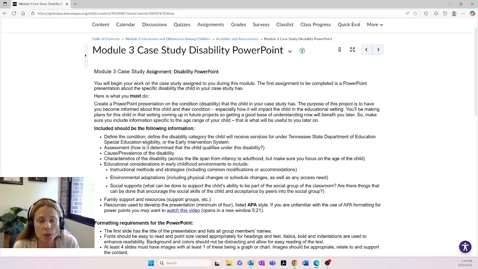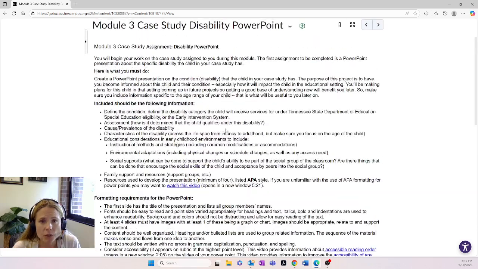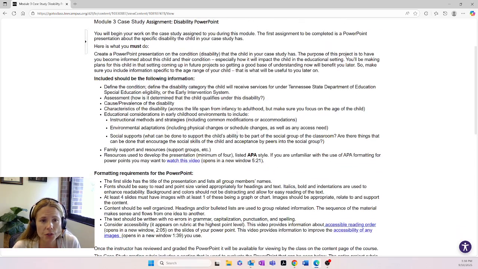Now it's going to help you with those future case study projects. Okay. So I listed here the information that should be included in your presentation. The first thing you're going to do is define what that condition or disability is. And under the Tennessee State Department Special Education Eligibility, how do they define that disability category?